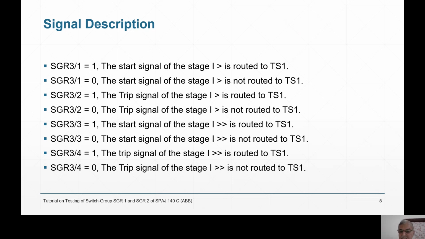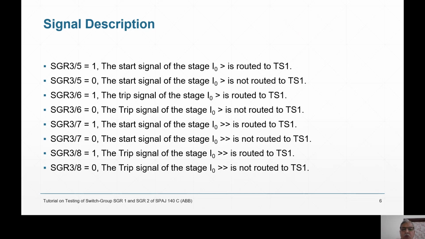Next relay, E, another relay. That is for 1, it is routed to this, and so here everywhere it is written TS1. 5 equal to 1, I0 greater than is routed to TS1. But if 6 equal to 1, I0 greater than is routed to TS2, that is relay E, another relay.